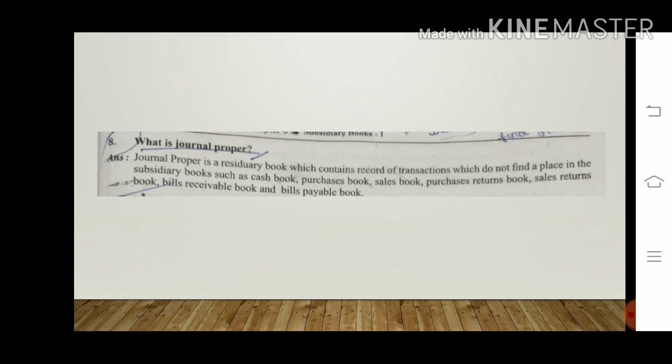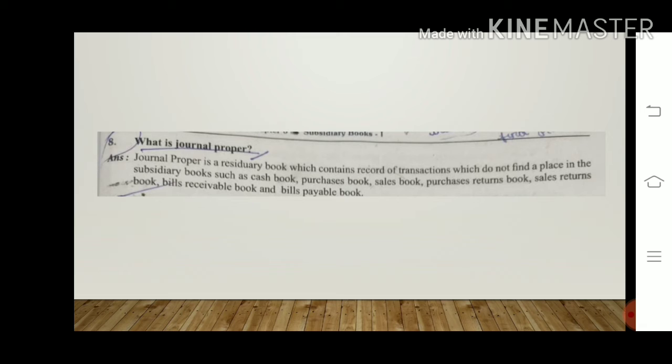Then what is meant by journal proper? Journal proper is a residuary book which contains a record of transactions which do not find a place in the subsidiary books such as cash book, purchases book, sales book, purchases return book, sales return book, bills receivable book and bills payable book. So it is the journal proper.